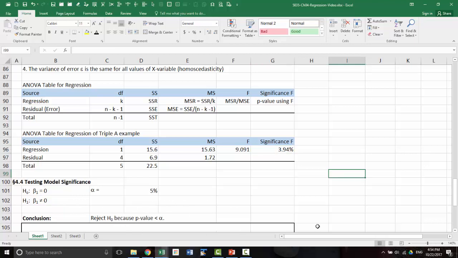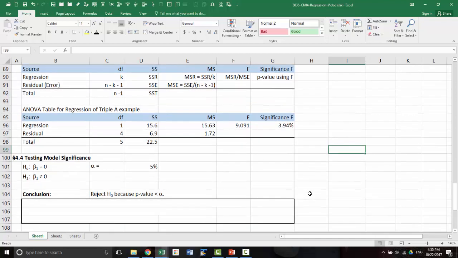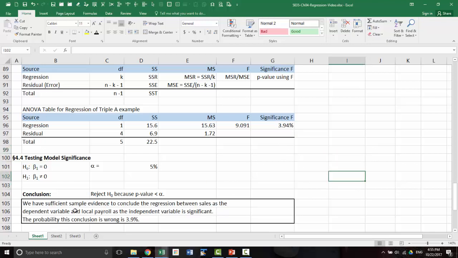Now, reject H0 means what? When you reject the null hypothesis, you're rejecting that the slope is 0. We know that if the slope is 0, then the x is not significant; x has no influence over y. So when you say I'm rejecting H0, which means the slope is not 0, that means the regression is significant. And the probability that we are committing type 1 error is 3.94%. So this is how we will interpret that.